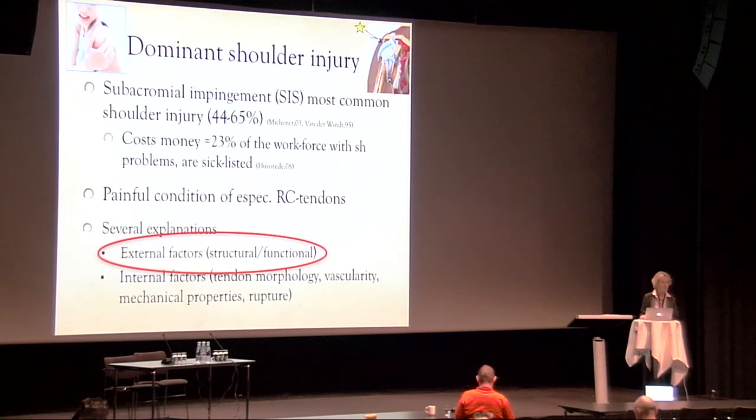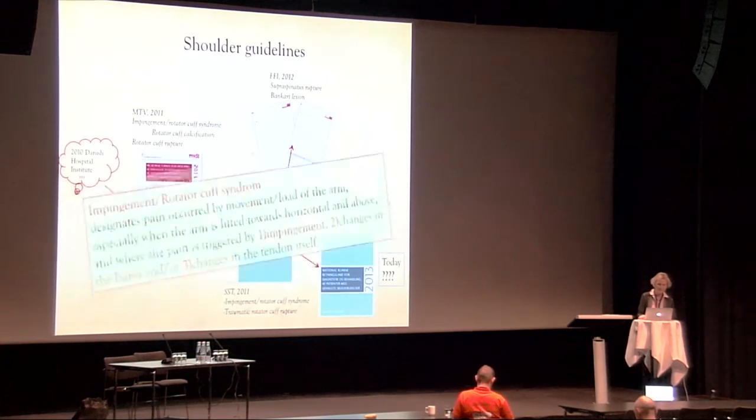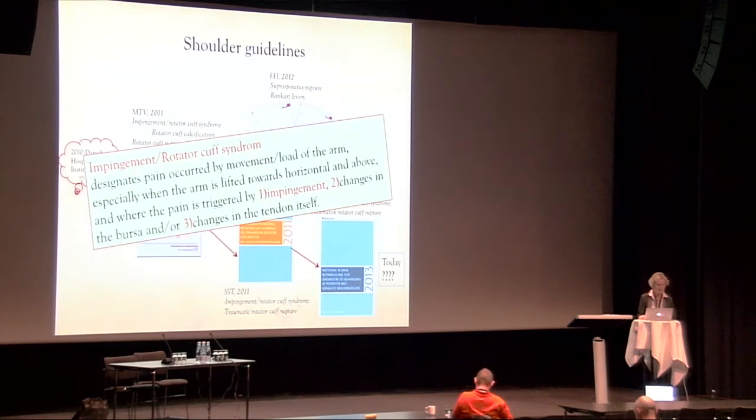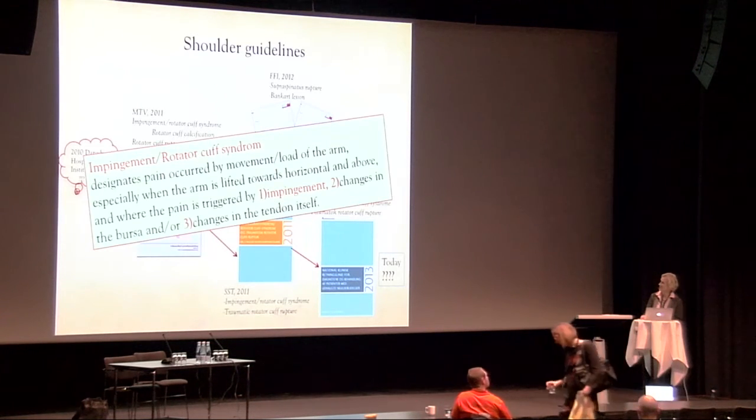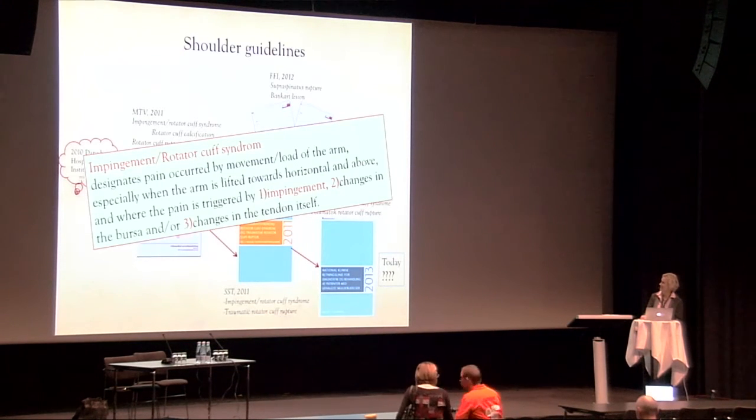So in Denmark, both visitation and clinical guidelines were prepared and published for treatment of subacromial impingement syndrome. And in both guidelines, it stated that the definition of impingement syndrome designates pain occurring by movement or load of the arm, especially when the arm is lifted towards horizontal and above, and where the pain is triggered by either impingement, changes in the bursa, and or changes in the tendon itself. And the guidelines focus on the impingement part mostly.